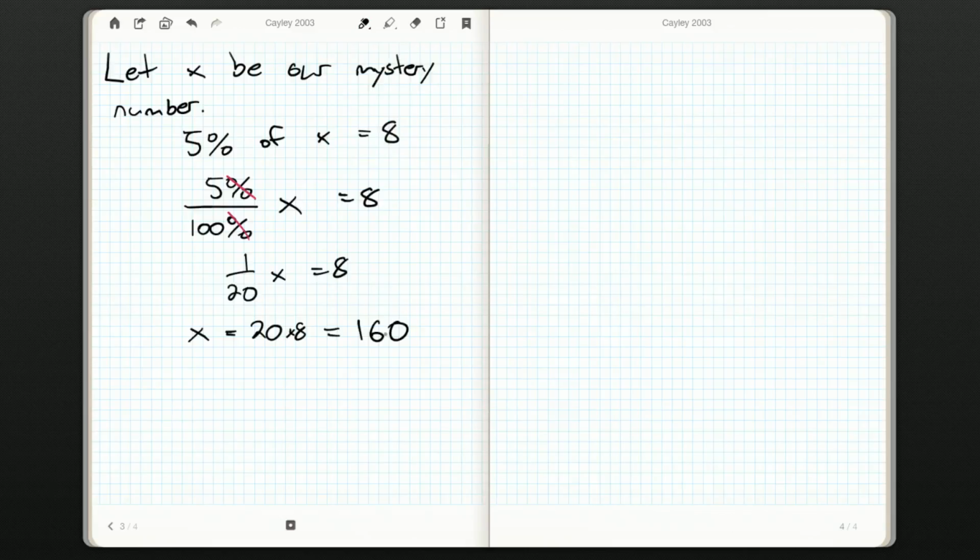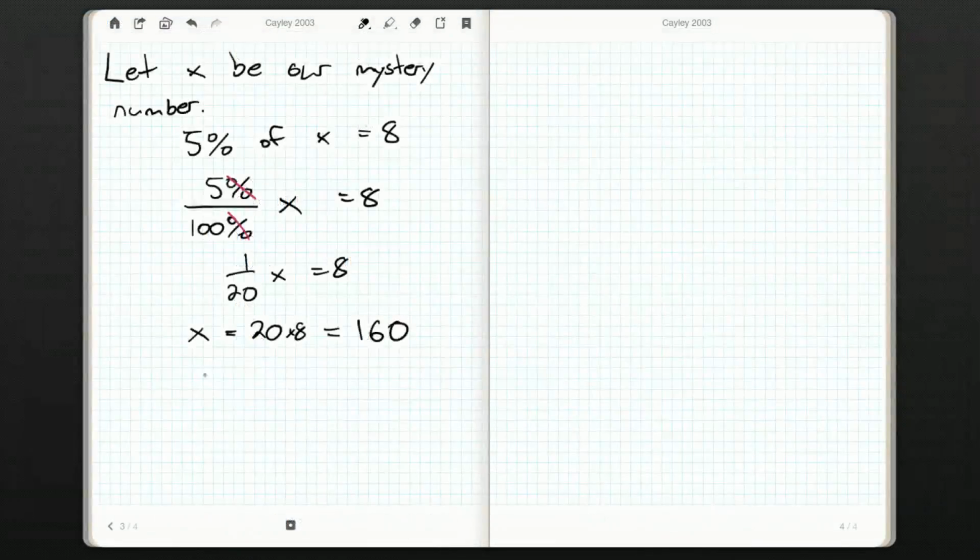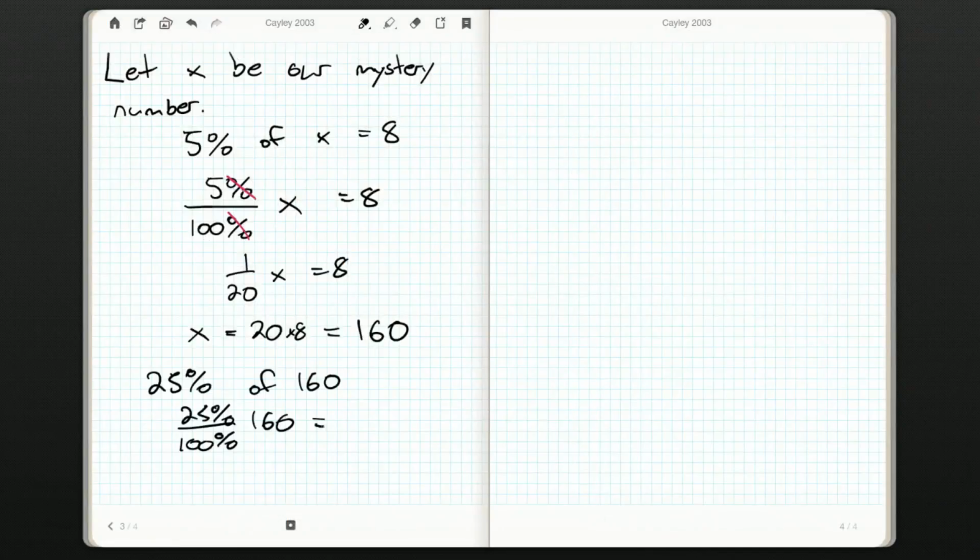Now I wasn't asked for what 160 is. I wasn't asked for my mystery number. I have 5% of a number is 8. What's 25% of that same number? Okay. Well, we have what it is, so let's work it out. 25% of 160. Convert that into a fraction. Multiply it by 160. That's going to turn out to be 1/4 of 160. And that's going to turn out to be 40.